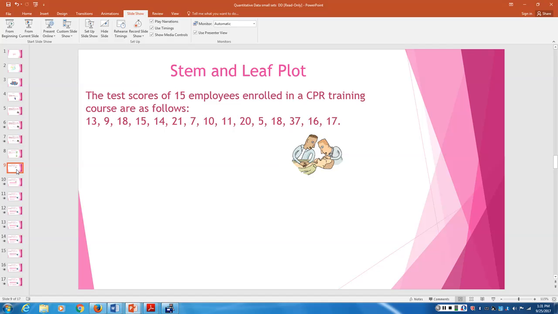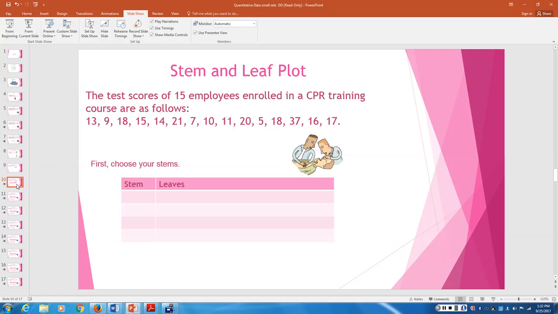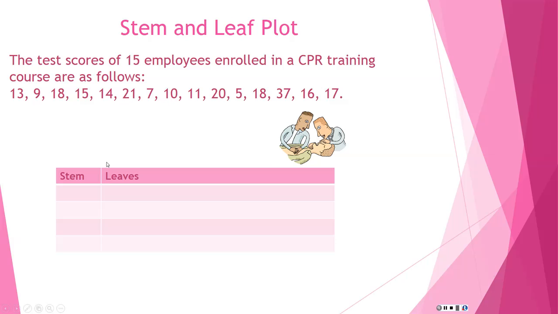So in order to make what's called a stem and leaf plot, we have a stem and leaves. The stem and the leaves correspond to digits in the number. Each one of these numbers is either a 1 or 2 digit number. So we're going to take the stem to be the number that is in the tens place.